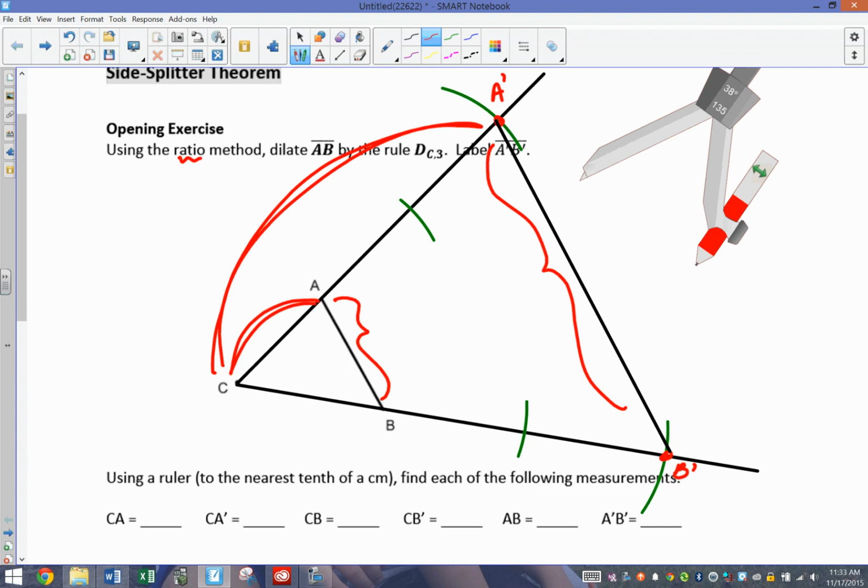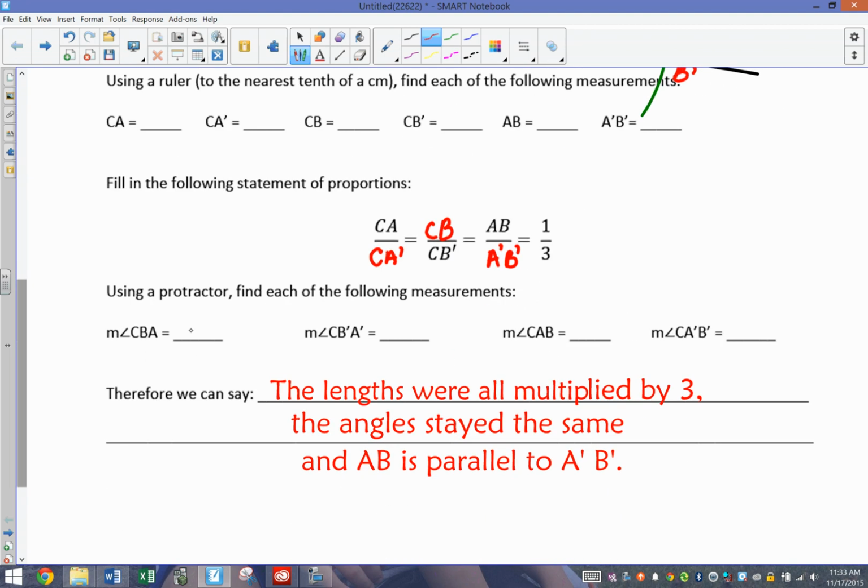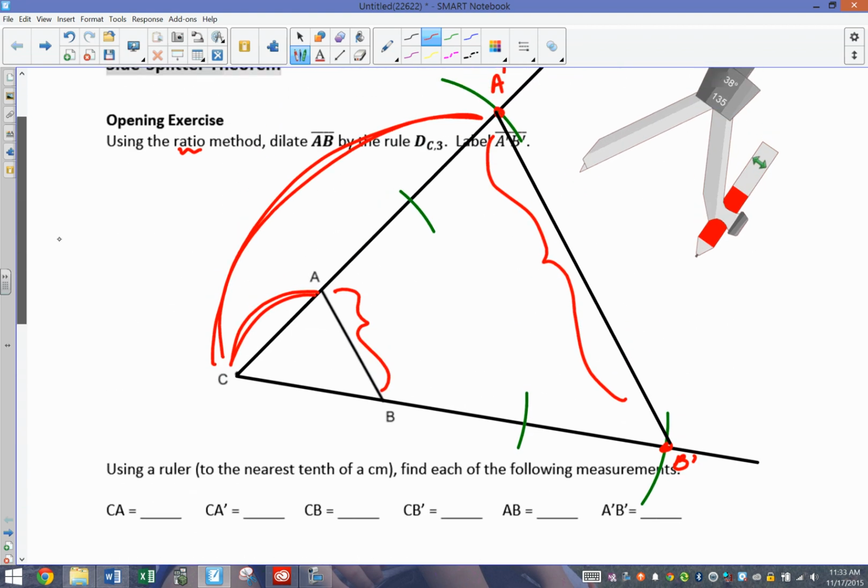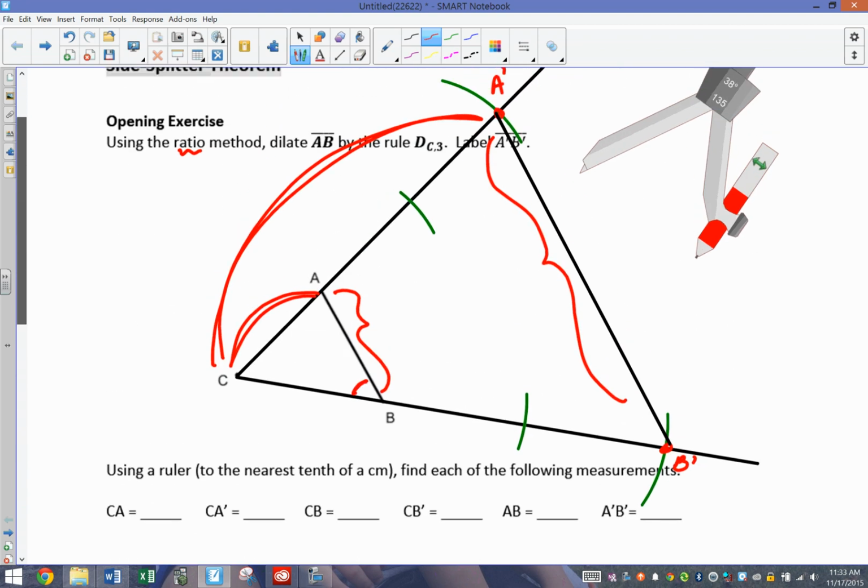The other thing that you're going to see is that if you measured all these angles, CBA, CB prime A prime, these angles end up having the same measure. So what that also means is that AB is parallel to A prime B prime, because if the corresponding angles are equal, then the lines are parallel.